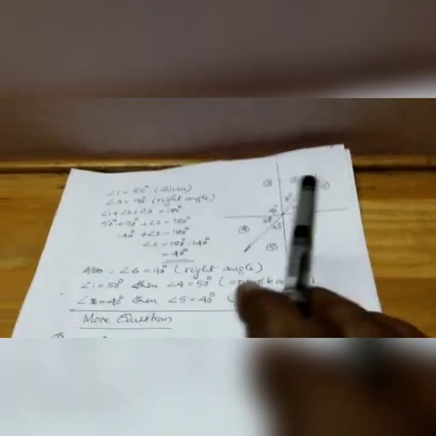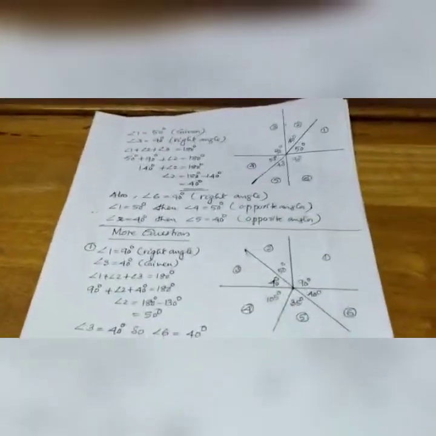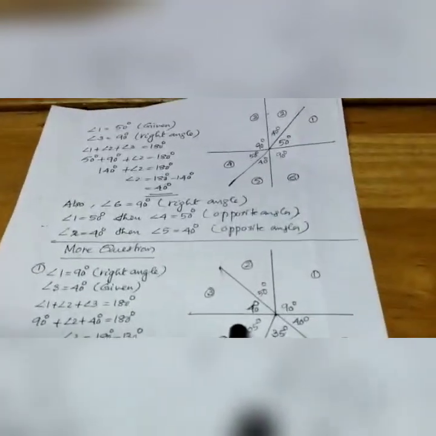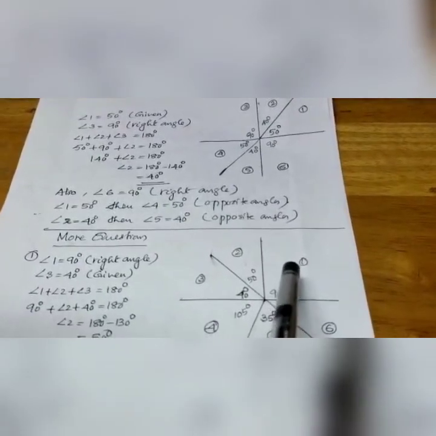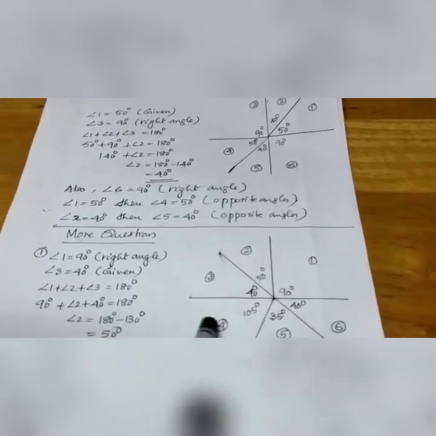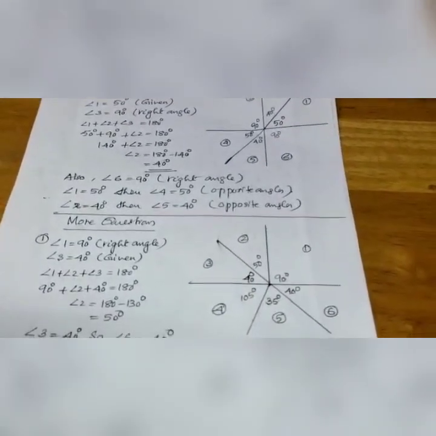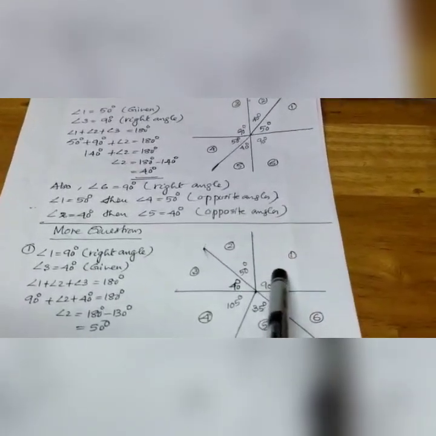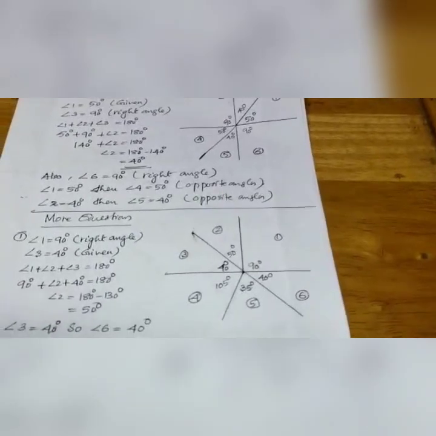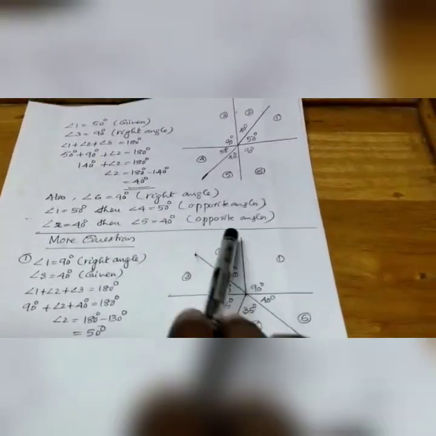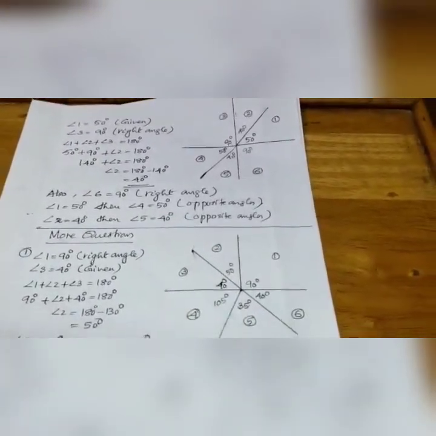Okay. Then, more questions. Then, first one. Here, I also numbered the angles as 1, 2, 3, 4, 5 and 6. Angle 1 is equal to 90 degrees. That we know. It's a right angle, straight angle. Straight angle means 90 degrees.